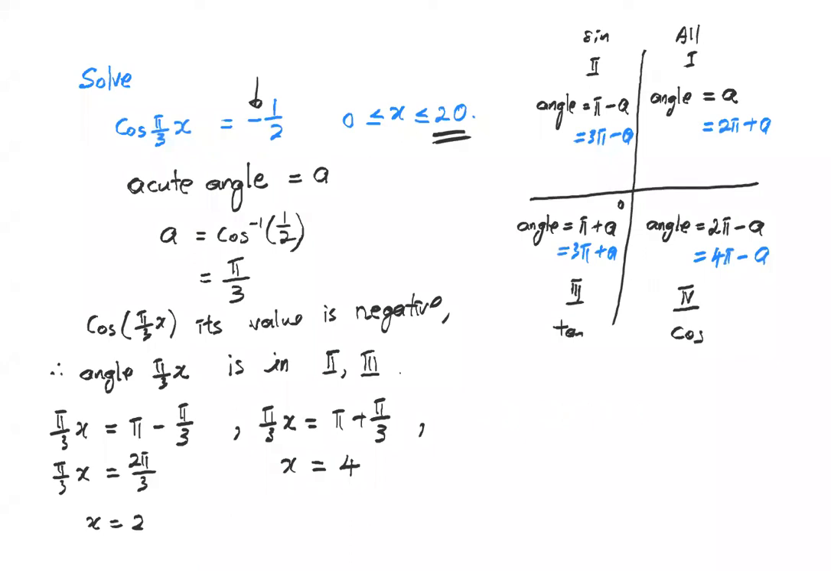So now I go second round. My pi by 3x is equal to 3 pi minus pi by 3. So x is equal to 8. So my angle pi by 3x is equal to 3 pi plus the acute angle pi by 3. So my x is equal to 10.